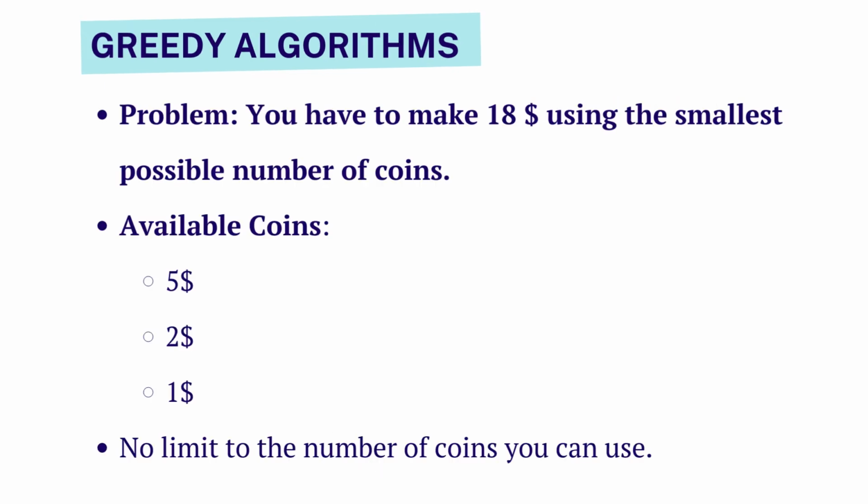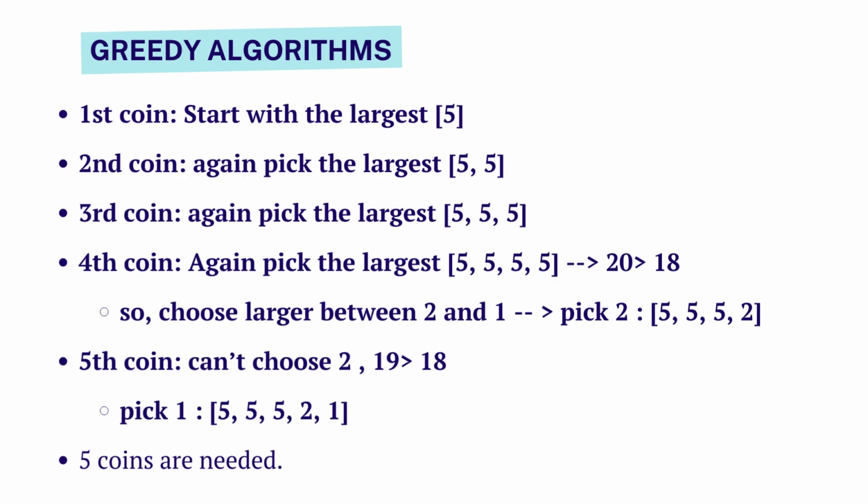Here you have a set of coins: a $5 coin, $2 coins, and $1 coins. You want to make $18 using the coins, but you want to use the smallest number of coins. How does it work? We start with the $5 because it's the biggest and the local optimum. After choosing the 5, the next coin that you should choose is also a $5 coin. Another coin that we will choose is also $5. So we will have three $5 coins.